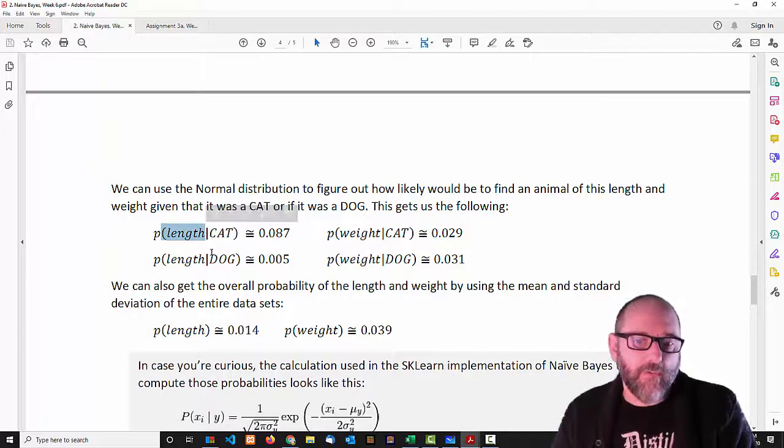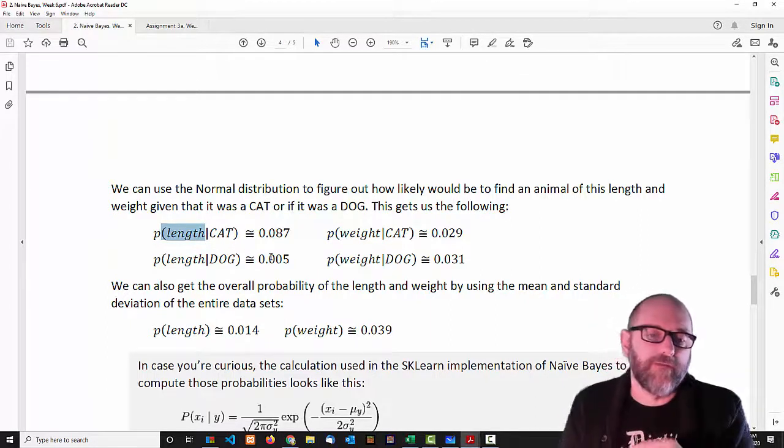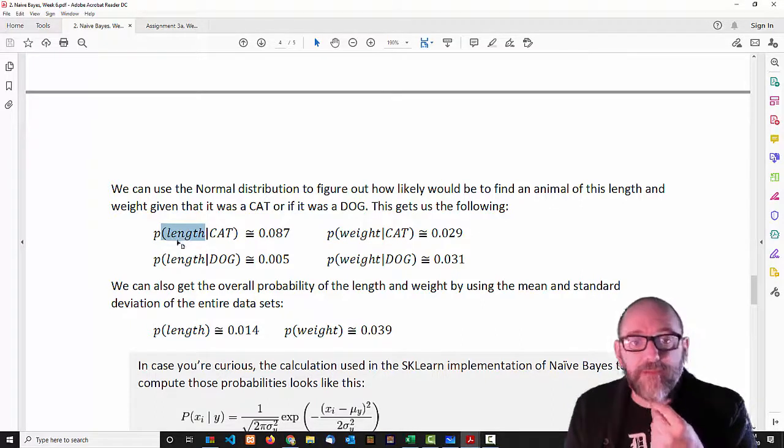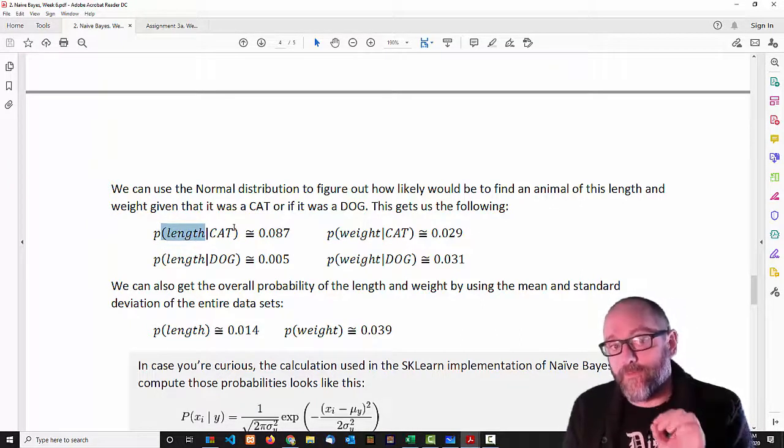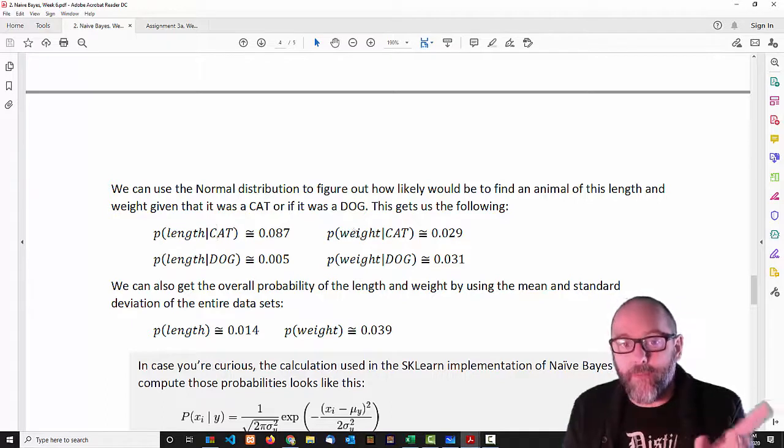So we're getting close to what we want. If you remember, what we want is the probability of a cat given the length and weight that we've got. But we're going to use Bayes' rule. We can figure it out for each individual feature: the probability of that length if it was a cat, the probability of that weight if it was a cat, and also the probability of that length if it was a dog and the probability of that weight if it was a dog.